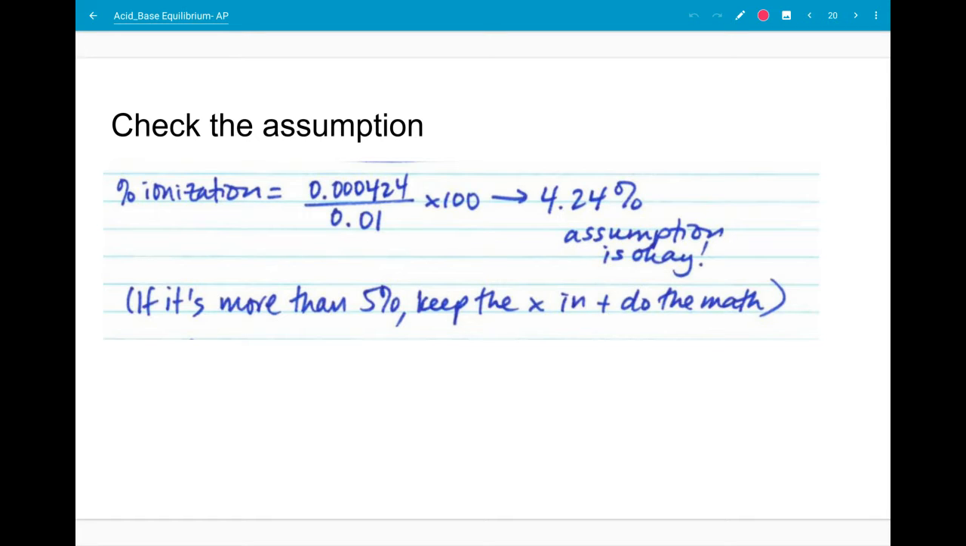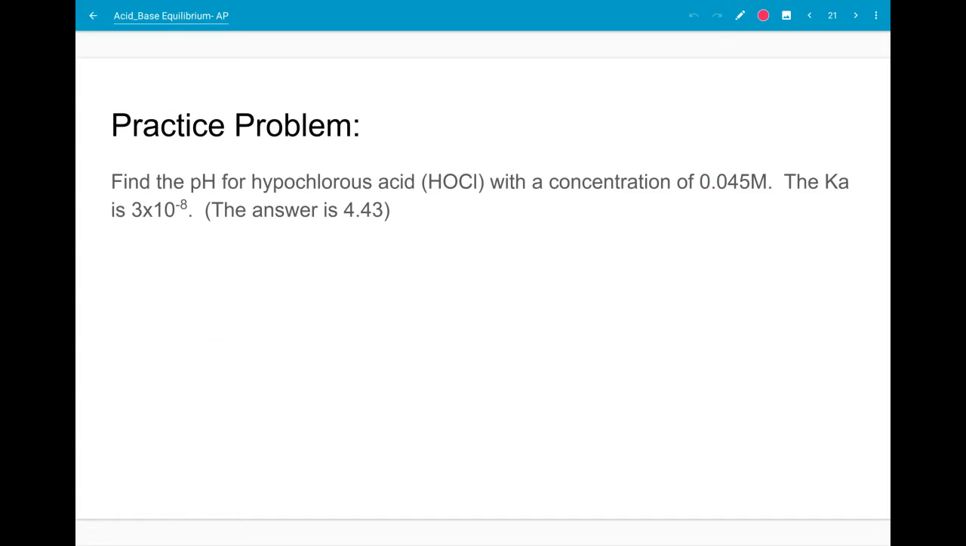Then we're going to check the percent ionization. This was my x value, the H+ that I found. This was my initial concentration given in the problem statement, and I found it's 4.24, which is less than 5. Some schools or programs, wherever you are, might make this 3%. Sometimes it's 7%. It depends on the class that you're in.